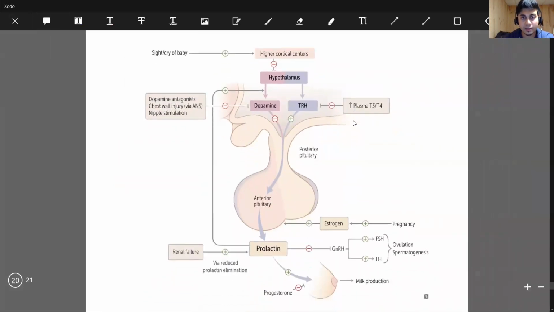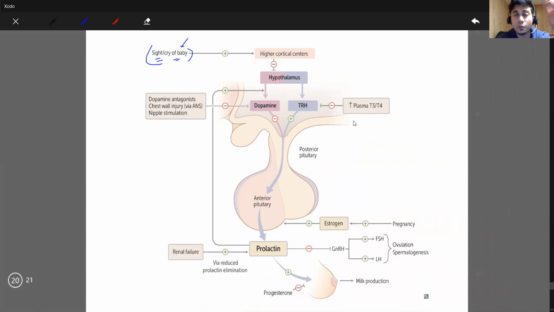Now, the thing is, if there is sight or cry of the baby, when a mother sees a baby or when a mother hears the cry of the baby, what happens is that the higher cortical center of the mother's brain inhibits this part of the hypothalamus that controls the dopamine.